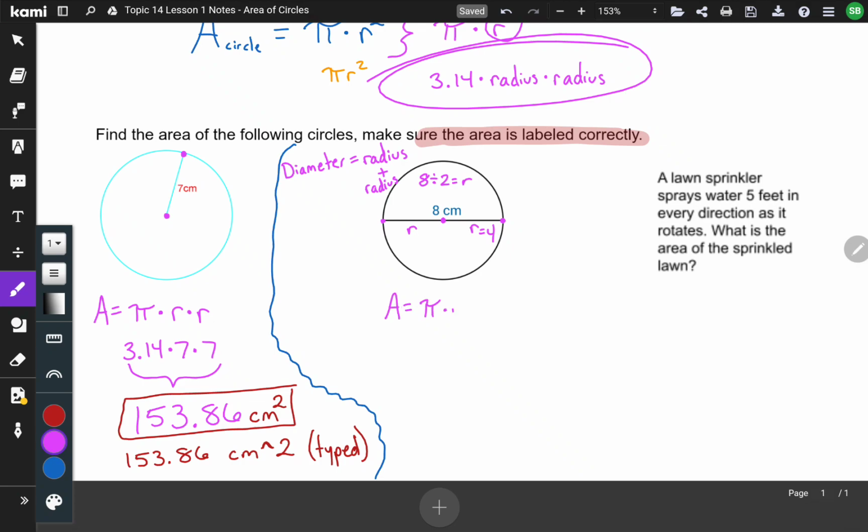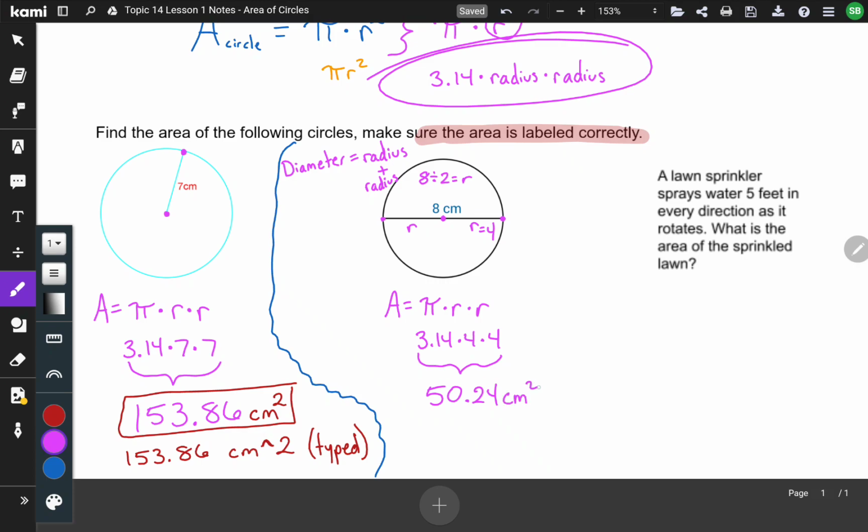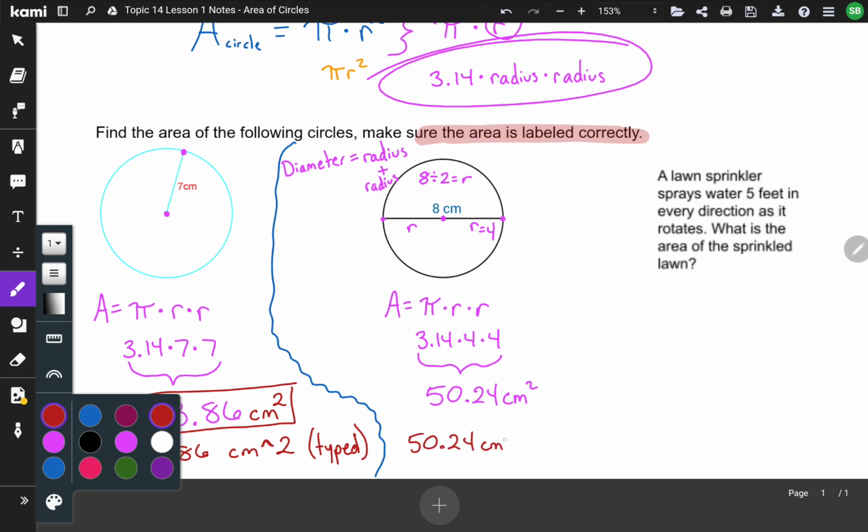A equals pi times the radius times the radius. That's 3.14 times the radius we said was 4 times the radius again. Again, break out the calculator. 3.14 times 4 times 4. And I get 50.24. Label, I see that we're working with centimeters again. It's area, so that's centimeters squared. Remember, typing it, you'd get 50.24 space centimeters caret 2. Just make sure you know what the format is.